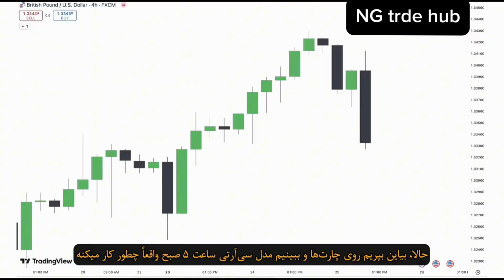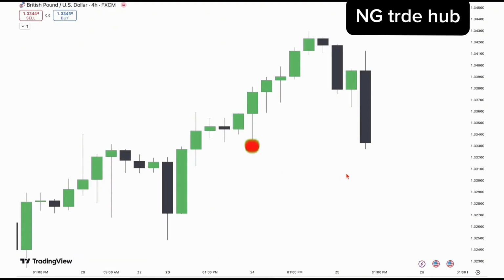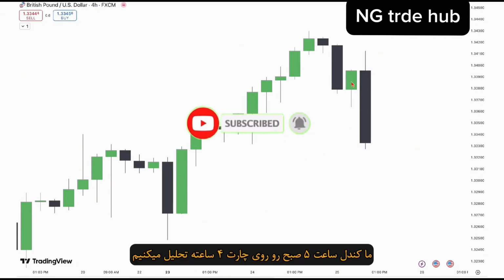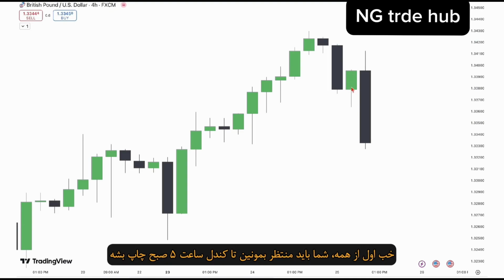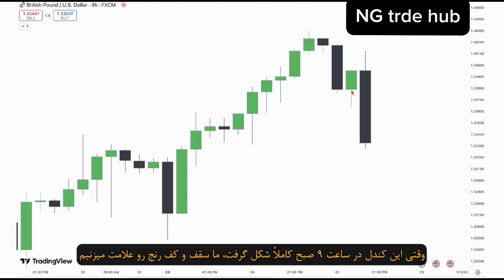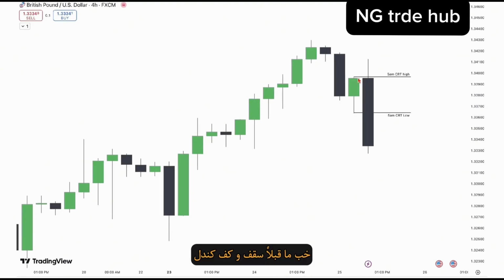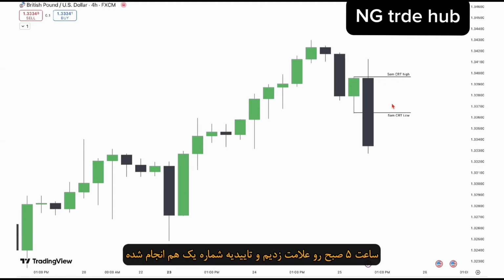Now, let's hop onto the charts and see how the 5 a.m. CRT model actually works. Starting with GBP/USD, we'll analyze the 5 a.m. candle on the 4-hour chart. So first of all, you have to wait until the 5 a.m. candle prints out. Once this candle is fully formed at 9 a.m., we mark the high and low of the range. So we have already marked the high and low of the 5 a.m. candle, and the number 1 confirmation is done.